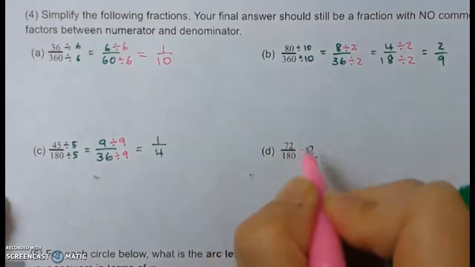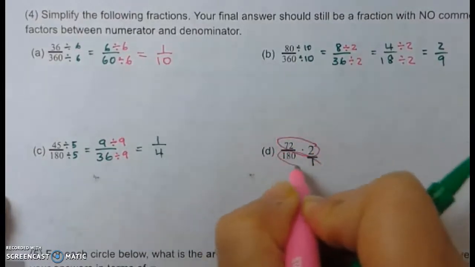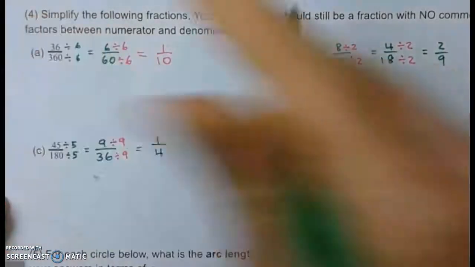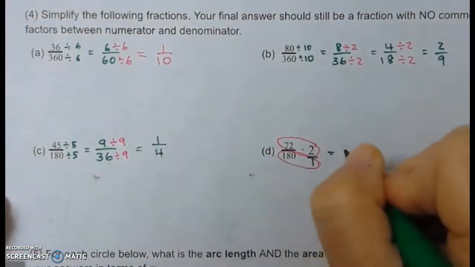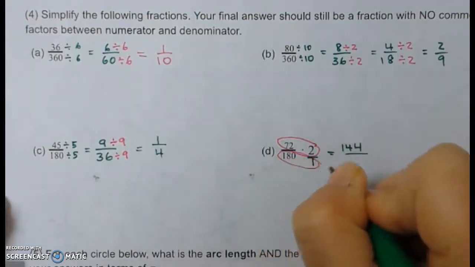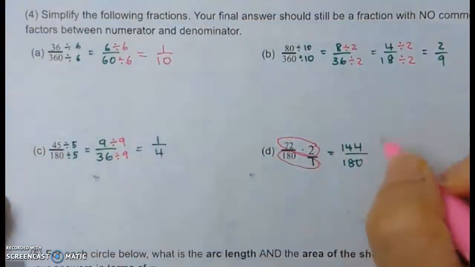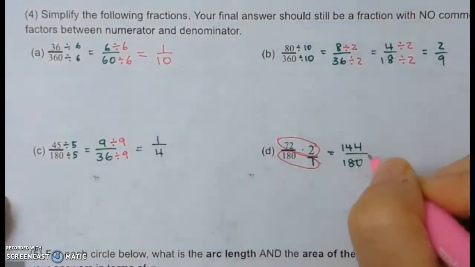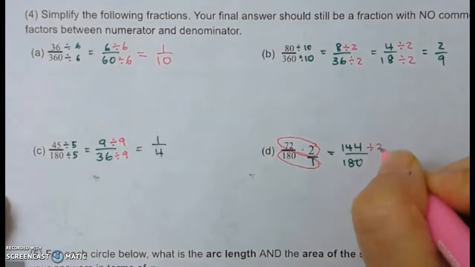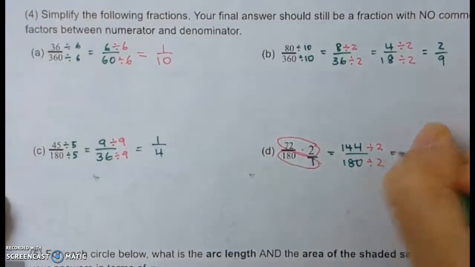And remember, when you're multiplying fractions, you multiply top with top and bottom with bottom. And so this becomes 72 times 2 is 144, divided by 180 times 1 is 180. Now let's start simplifying. Well, they're both even numbers, so I am going to divide by 2 just to get the number smaller. Hopefully then I'll be able to see the common factors more clearly.